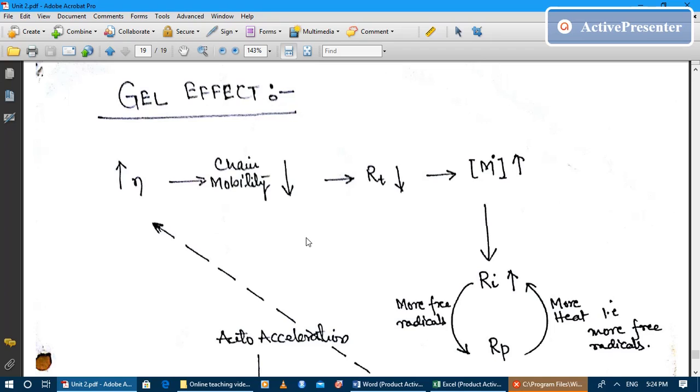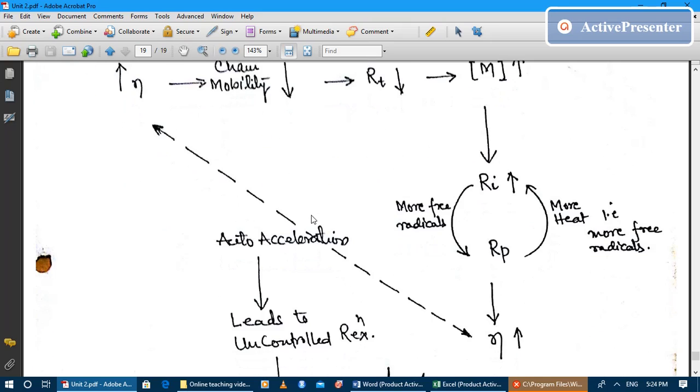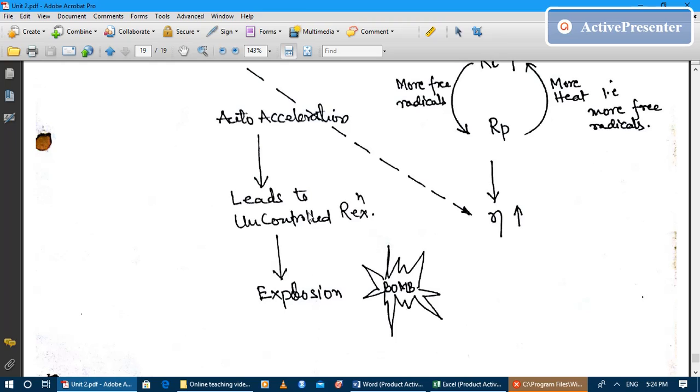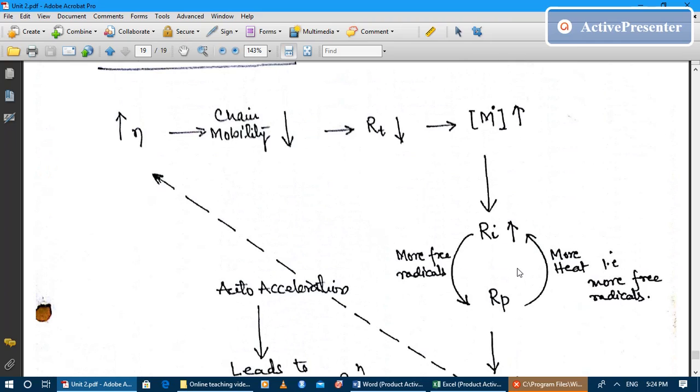So this is going to introduce another kind of polymerization system, which is known as solution polymerization, that you have already learned in the previous unit. So this is the condition of auto acceleration, and this is the end of unit 2, and we'll continue in the next lecture in unit 3.